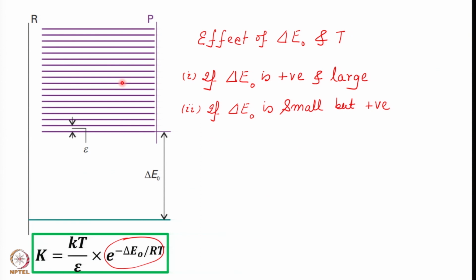I repeat, if delta E naught is small but still positive, in that case, this is a reasonable number and the overall value of K is going to be dependent upon this temperature. So according to this, if you increase the temperature, the kT by E term is going to increase. So therefore, the equilibrium constant will increase. Isn't it in accordance with the Le Chatelier principle, which says that for an endothermic reaction, if the temperature is increased, the value of equilibrium constant is going to increase.